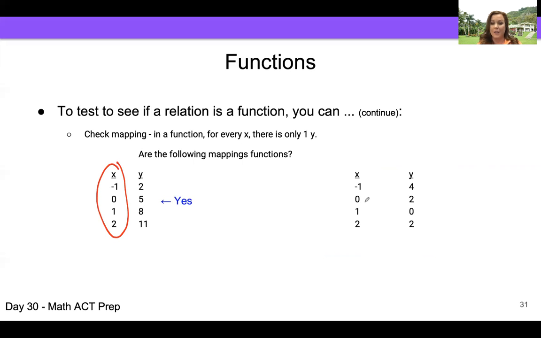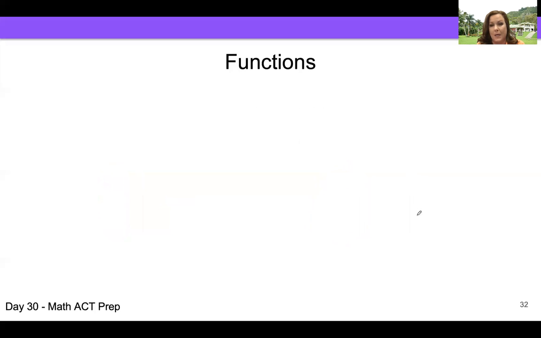Now, this one here, and there's a typo. Let me make it black so it looks, it's supposed to be this. Okay. So is this one a function? Well, again, I go back and I check all of my x's. I see that I've got -1 listed twice. So then I need to go check the answers. And are the answers different? Yeah, the answers are completely different. So when x is -1, y can be 4 or 0. It's not a function. Okay.